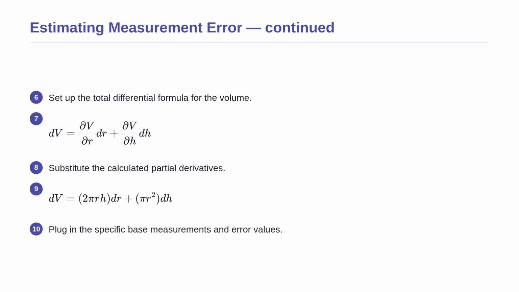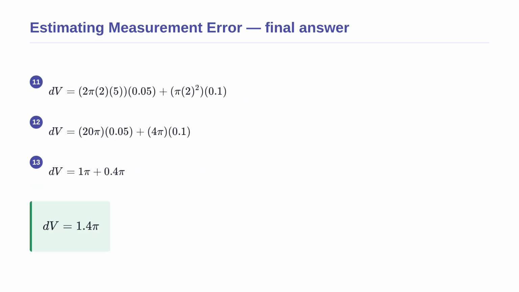We are finally ready to plug in the specific numbers given in the problem. We will replace r with 2 and h with 5 for our base measurements and replace dr with 0.05 and dh with 0.1 for our maximum possible errors. Let us perform the final arithmetic. Substituting our values gives us 2 pi times 2 times 5 all multiplied by 0.05 plus pi times 2 squared multiplied by 0.1. We simplify the terms inside the parentheses first.